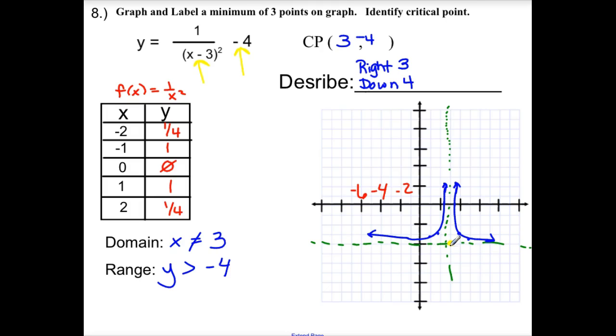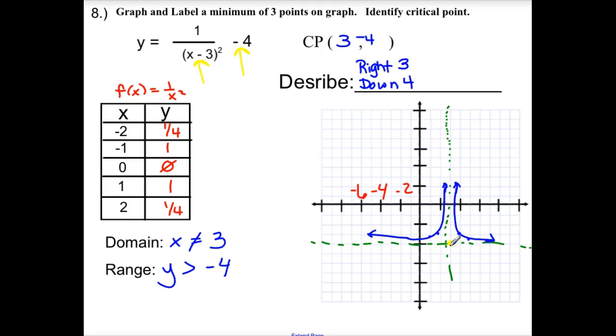The inverse squared function looks like the volcano, so once we get the t-chart for our parent function, we use those again as directions from the critical point to get our graph. And on the inverse square and the inverse function, it's really important to use those asymptotes to get your graph looking like it should.